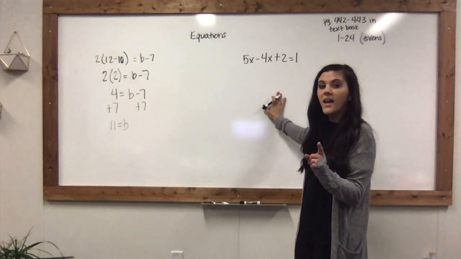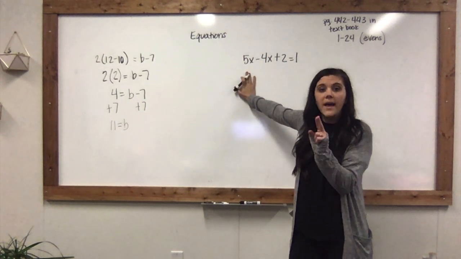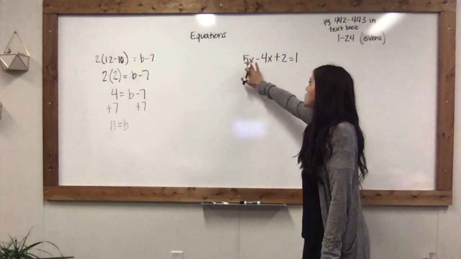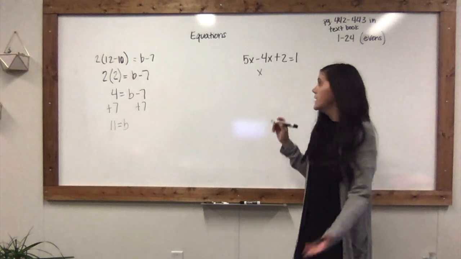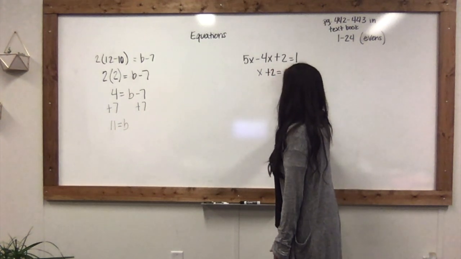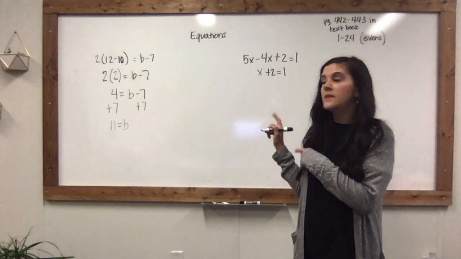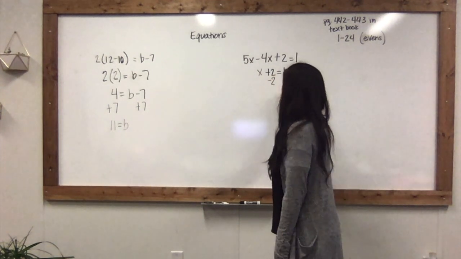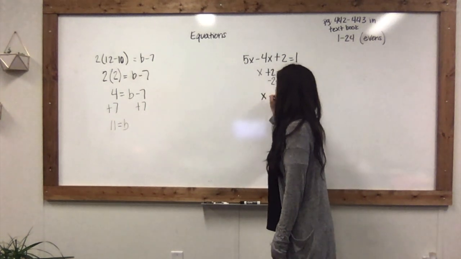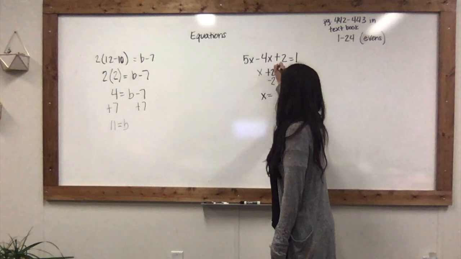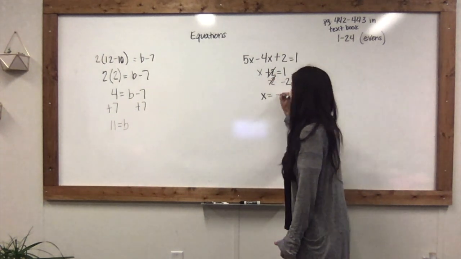For this problem, I'm going to simplify my like terms first. Notice that we have 5x and 4x, and they are on the same side of the equation. So I can just go ahead and combine my like terms. So 5x minus 4x would give me just 1x, or just x, plus 2 equals 1. Now I want to subtract 2 from both sides of the equation because it's a positive. Then we are left with just an x over here because these two are going to cancel out. 1 minus 2 is going to give us a negative 1.